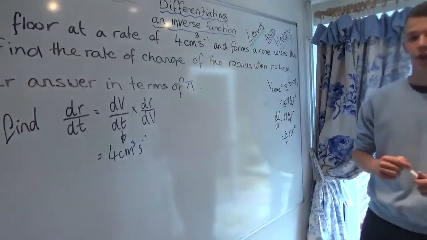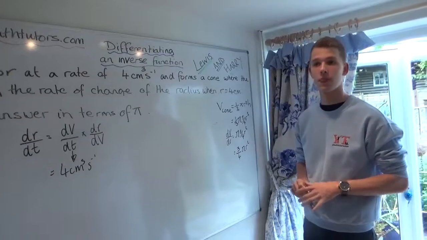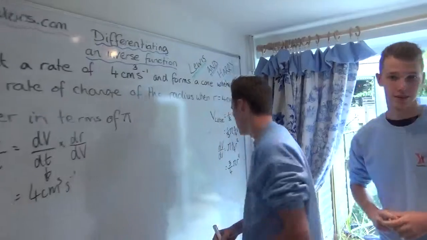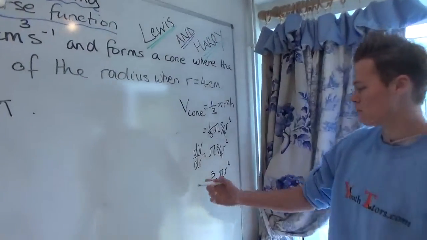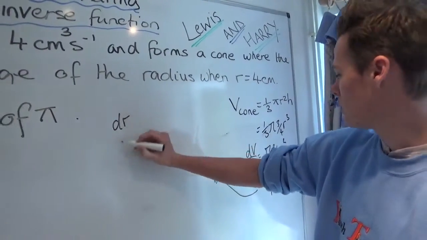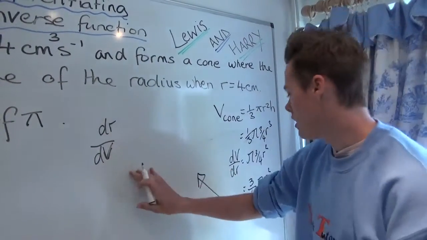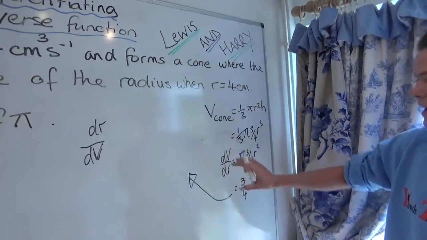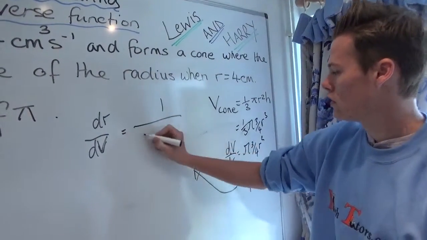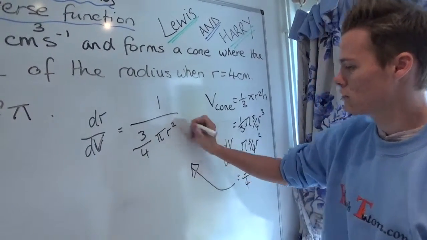Now Lewis is going to explain how we get dr/dv. We've got dv/dr, so we need to invert it. We want to find dr/dv because that is what we've got in this equation here. We just need to flip it essentially. So it becomes 1 over 3 over 4 pi r squared.